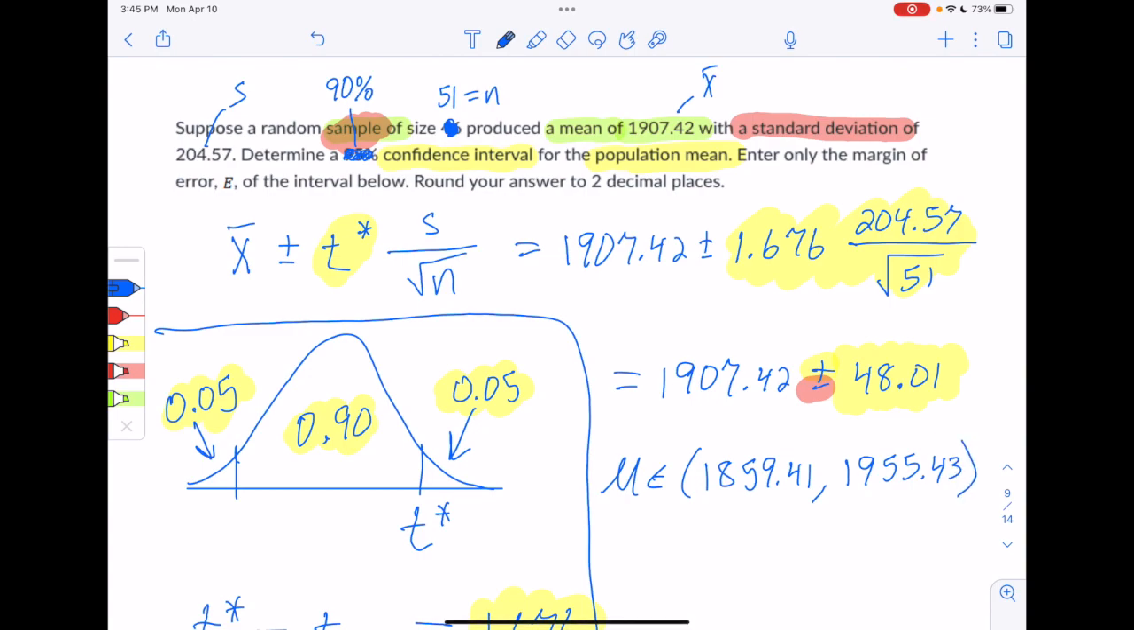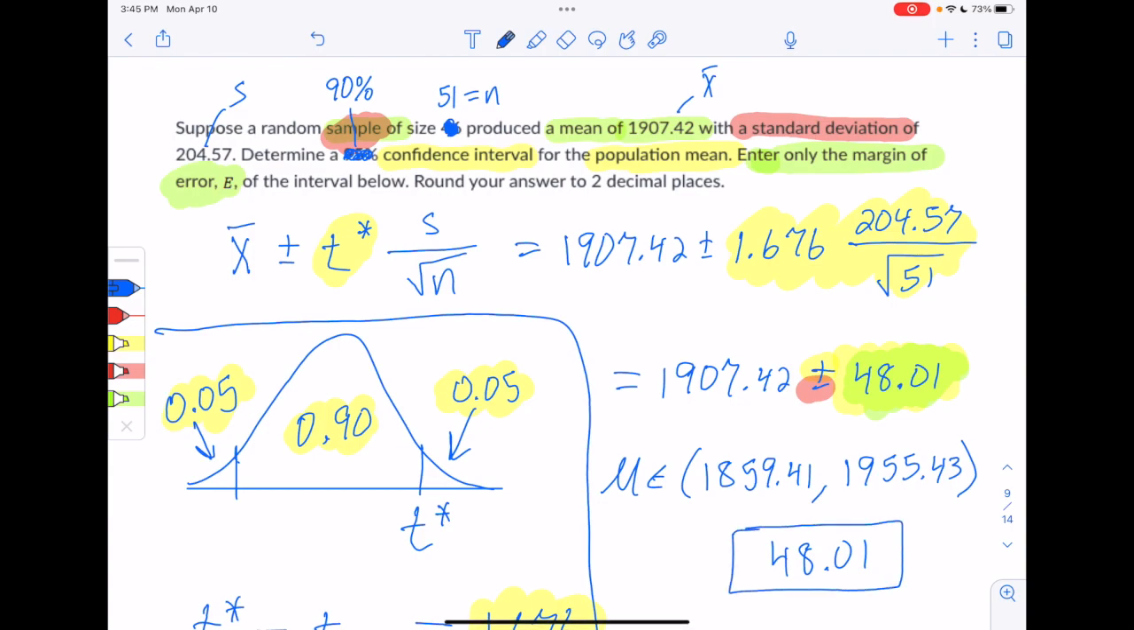But active learning doesn't really let us answer that complicated, so we've got some specialized instructions here for what they want us to enter. They said to only enter the margin of error E. So the margin error E was that part right there, the 48.01. So that's the piece that would go into active learning, is just the 48.01. So that's what I would enter in.